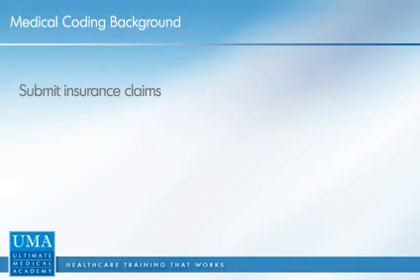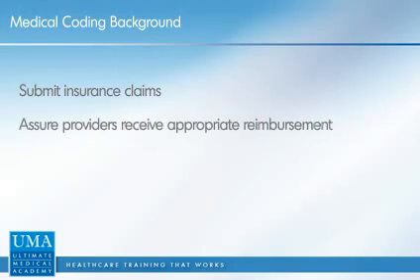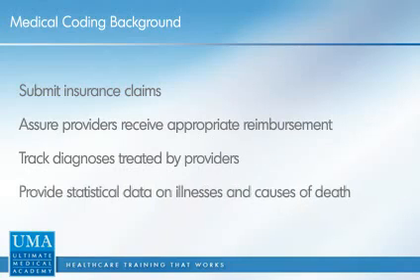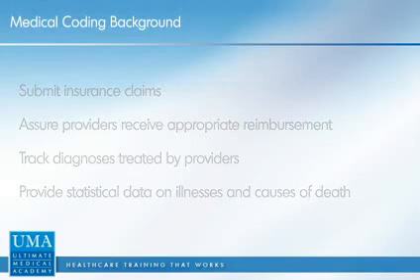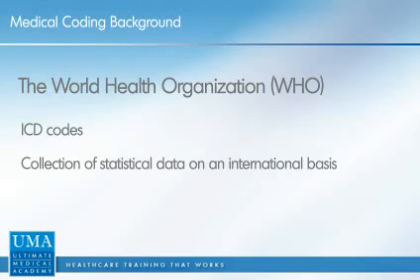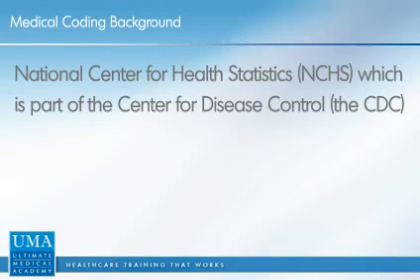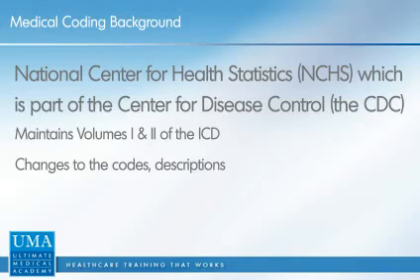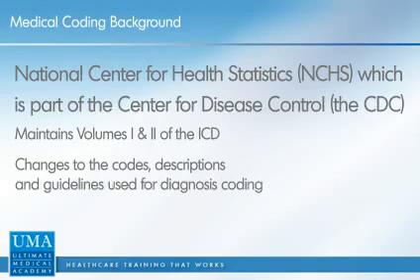ICD codes are used to submit insurance claims to assure providers receive appropriate reimbursement for each service provided, track diagnosis treated by providers, and to provide statistical data on illness and causes of death. The World Health Organization, called the WHO, is responsible for the ICD codes and the collection of statistical data on an international basis. In this country, the National Center for Health Statistics, called the NCHS, which is part of the Center for Disease Control, the CDC, is responsible for maintaining Volumes 1 and 2 of the ICD. The NCHS approves changes to the codes, descriptions, and guidelines used for diagnosis coding in the United States.